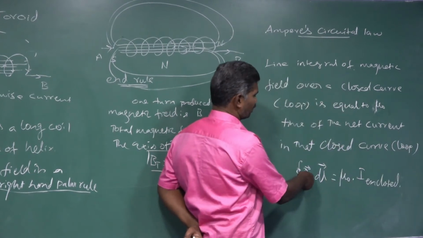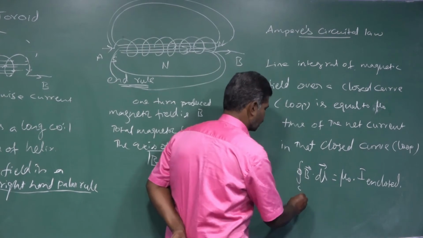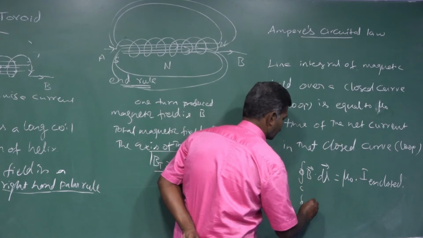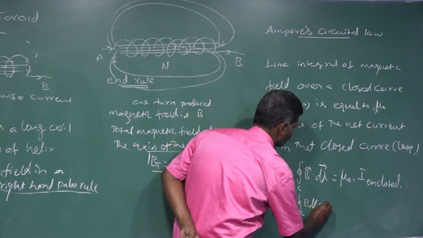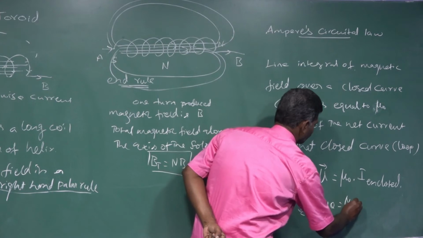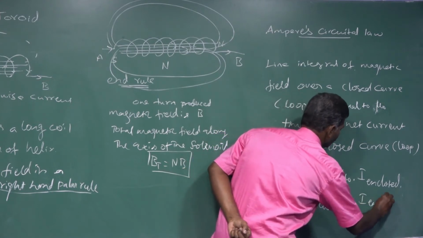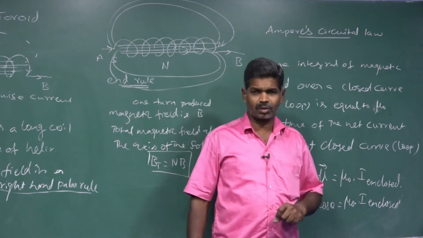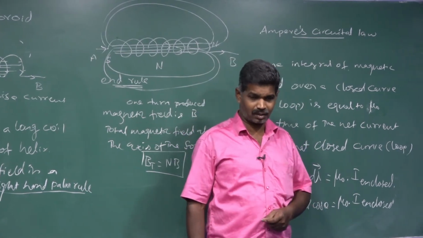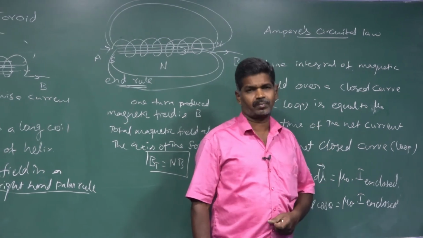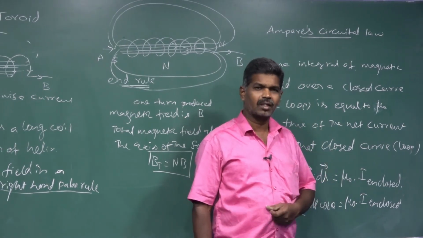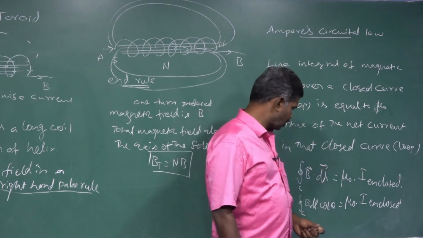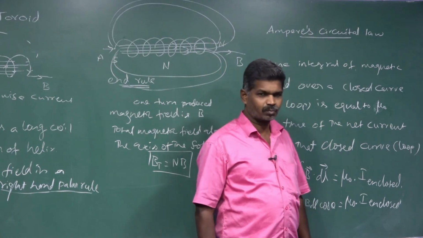So here, B vector dot dl vector, how can we write the closed integral? Instead of B vector dot dl vector, we write B dl cos theta equal to mu naught into I enclosed. This Ampere's Circuital Law is going to be used to determine the magnetic field along the long solenoid. For the long solenoid, the value of the magnetic field is going to be determined by Ampere's Circuital Law.